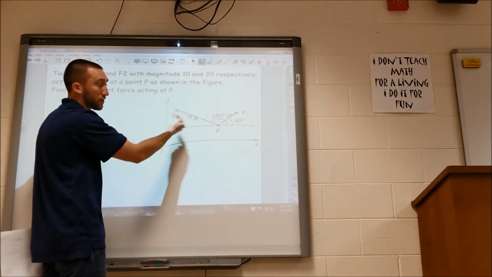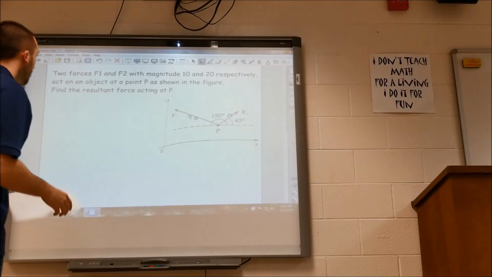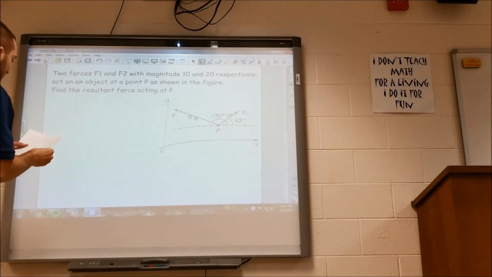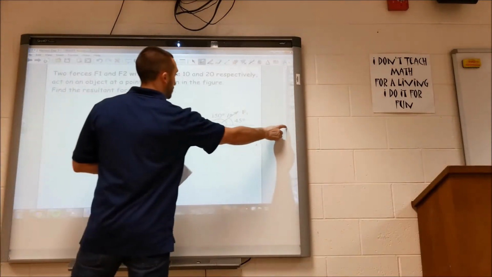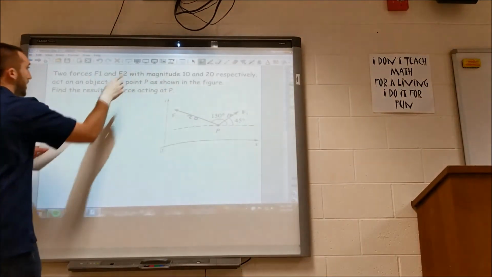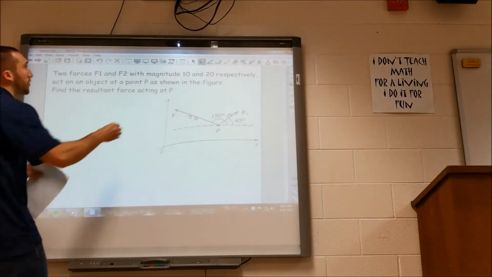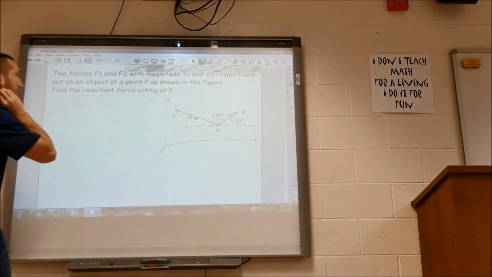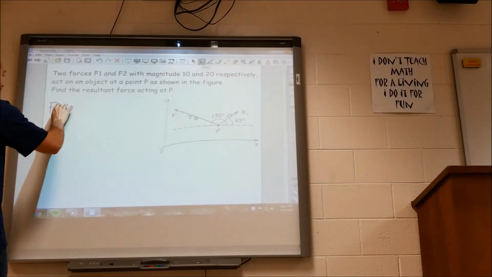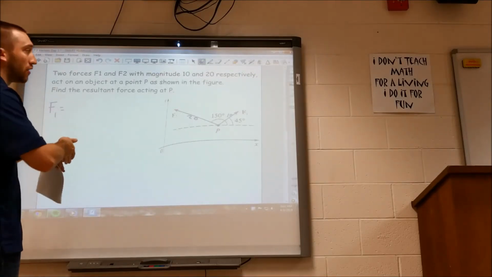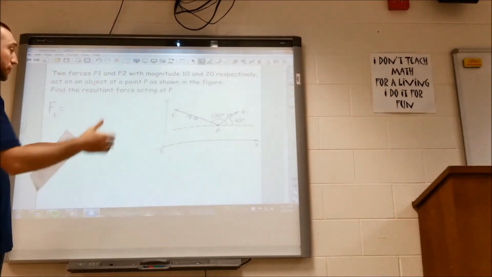Because it has a stronger force pulling on it. So, first thing I'm going to have to do is find F1 and F2 in component form. They didn't explicitly tell us this, but that's the first thing we have to do: find F1 in component form to actually know how strong this force is.